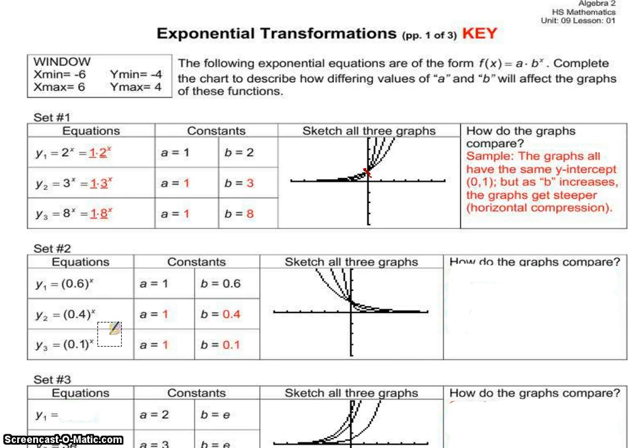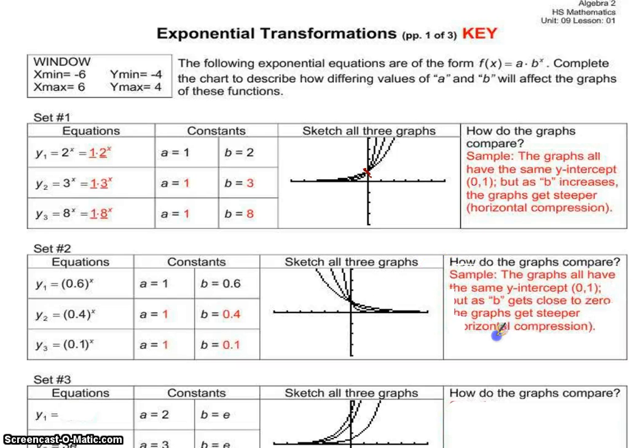So again, I notice what about these graphs? They have the same y-intercept, which is (0, 1) in this case. And what do you notice about the steepness of it? They get steeper. It's a horizontal compression. Okay, now I want you to take a moment and work set 3 and set 4 by yourself. Just go ahead and pause the video for a minute and see what happens.